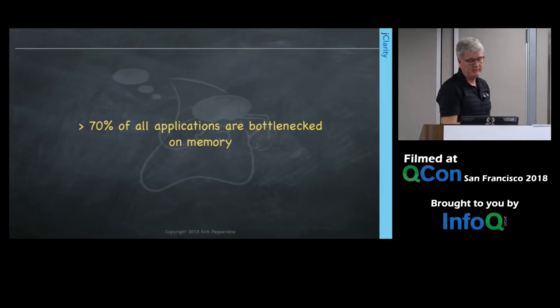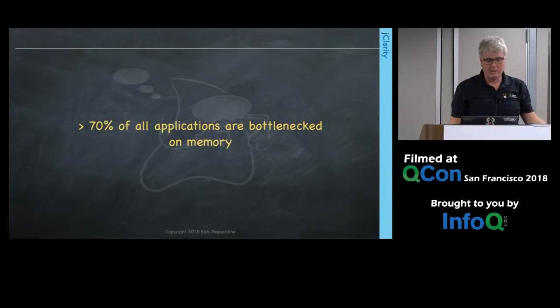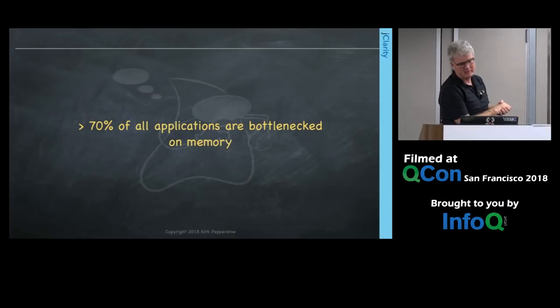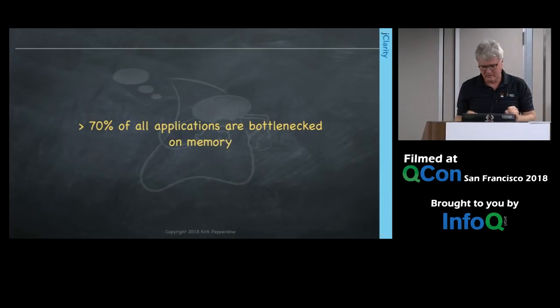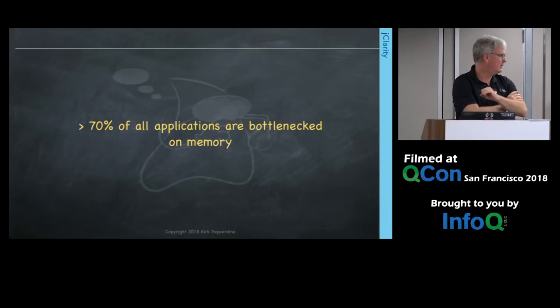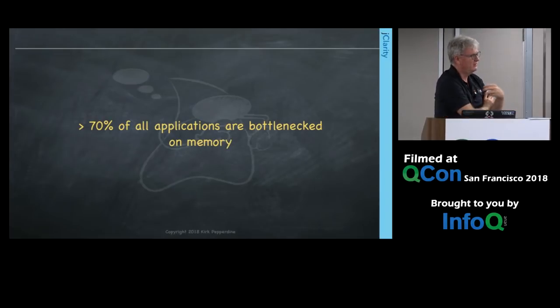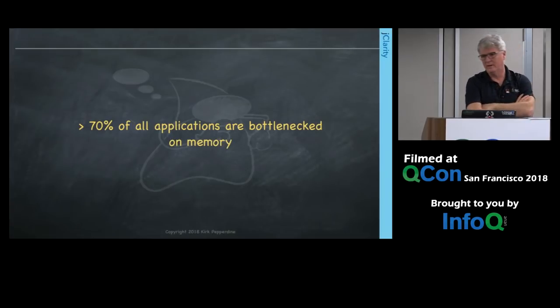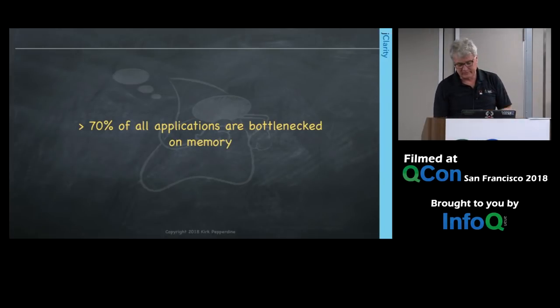And this is what we're saying. About 70% of all the applications I run into are bottlenecked on some sort of memory issue. And this is why I said, okay, probably time to write a talk about this, because not only are people bottlenecked on this issue, they don't even realize it. It's not even visible to them. So part of this talk is to tell you how you're bottlenecked on it and why, and the other part is to give you some help in recognizing it and trying to fix it.